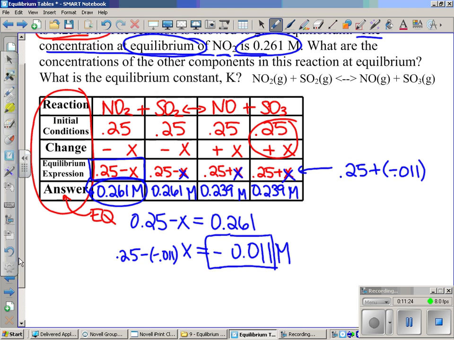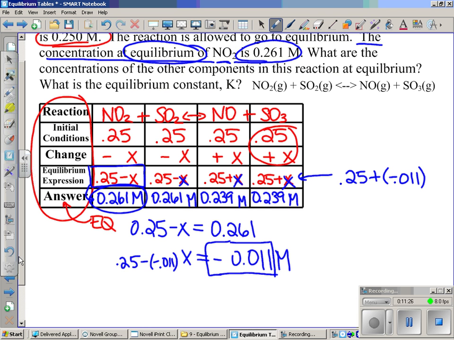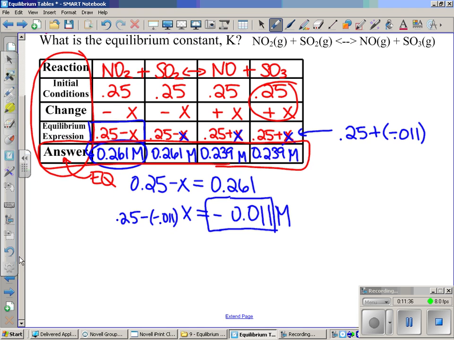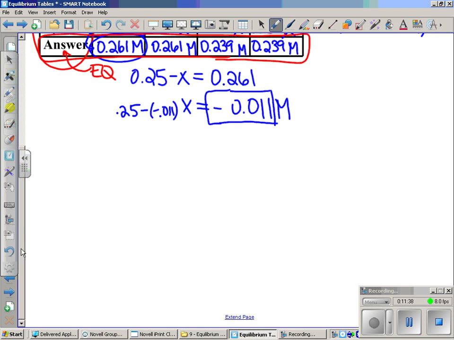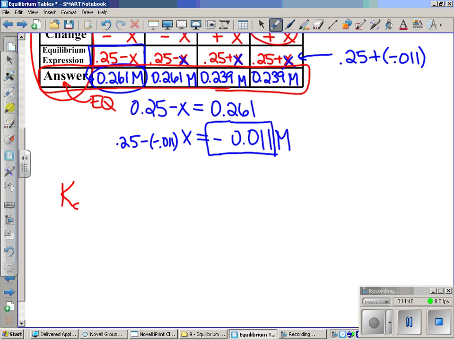Now what I'm going to do is take those concentrations. That was the answer to my first question. It says, what are the concentrations of the other components at equilibrium? So this is one set of my answers right here. Then it says, what is the equilibrium constant, K? So we are going to solve. Remember, K is saying the same thing as Kc. We're going to call it a lot of different things, but K, Kc, all the same thing.